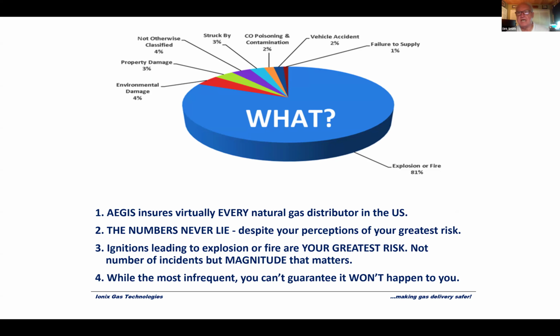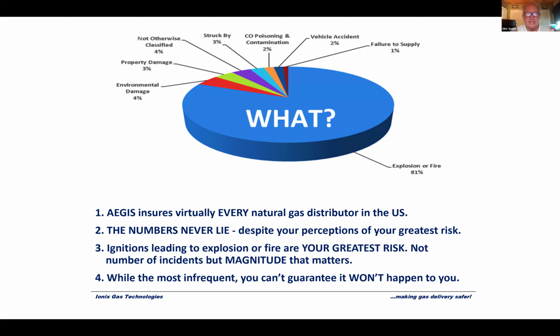Now I'm going to take a little side jaunt here. This is a slide shared with me by David Zach, who used to be at Ameren for 20 years, who is now a senior utility loss consultant for Aegis Insurance. Aegis Insurance is probably your insurance company. You may not know that, but they probably are, because they insure virtually every single natural gas distributor in the United States.